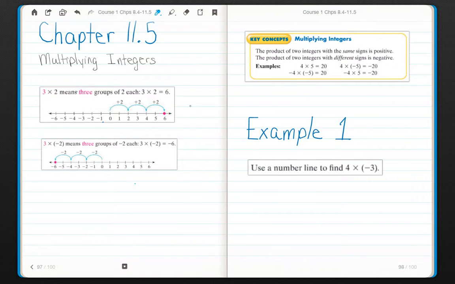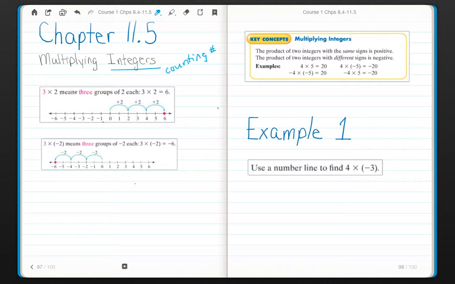Chapter 11.5, Multiplying Integers. So let's talk about multiplication. Remember that an integer is a counting number: positive, negative, and 0. So 1, 2, 3, 4, negative 1, negative 2, negative 3, 0, all of those counting numbers.